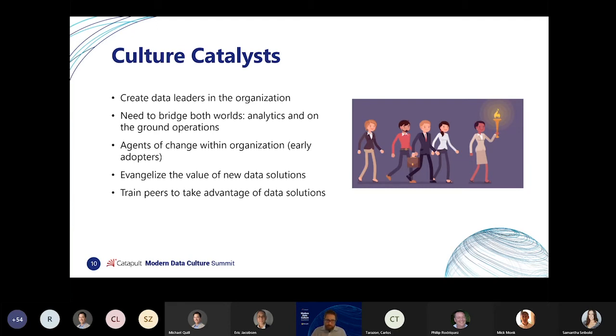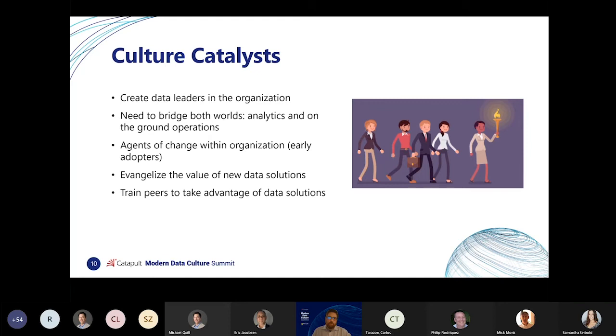I don't know where he found these people, but that was his requirement because he wanted those people to be catalysts for improving data culture within the organization. And so he wanted new leaders, new managers who would come in and have that data background, but also have that operations background and be deeply steeped in both.